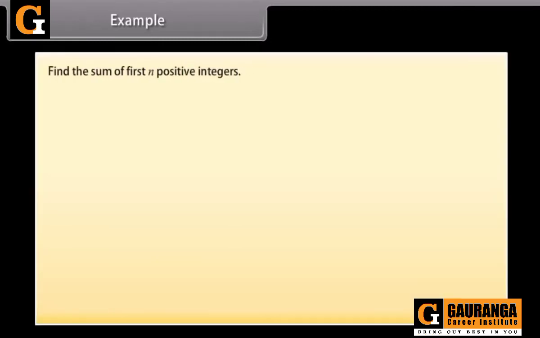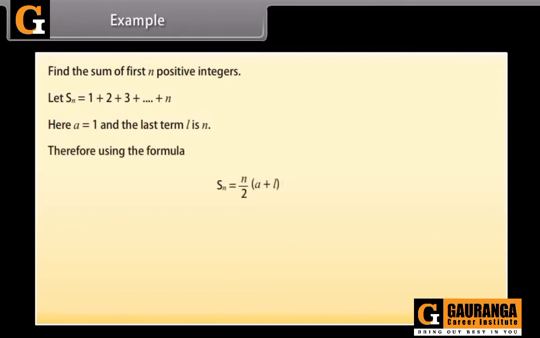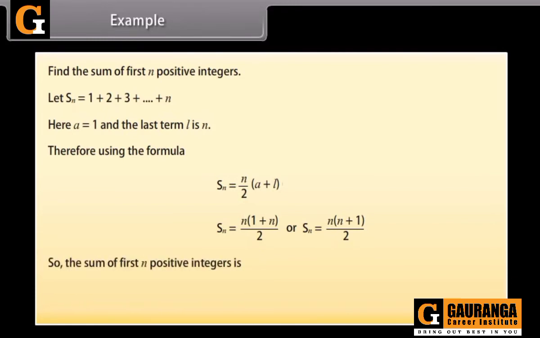Find the sum of first n positive integers. Let Sn is equal to 1 plus 2 plus 3 plus and so on plus n. We can see that here a is equal to 1 and the last term L is n. Therefore, using the formula Sn is equal to n upon 2 into a plus L, we get Sn is equal to n into 1 plus n whole upon 2, or Sn is equal to n into n plus 1 whole upon 2. So, the sum of first n positive integers is Sn is equal to n into n plus 1 whole upon 2.